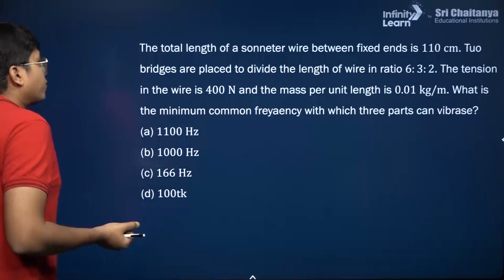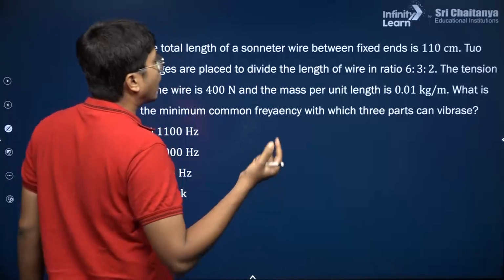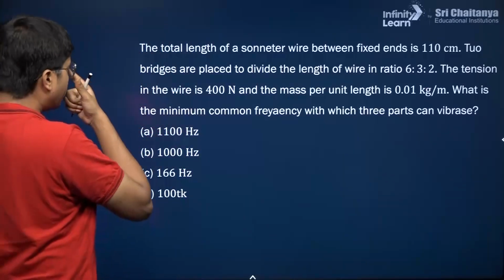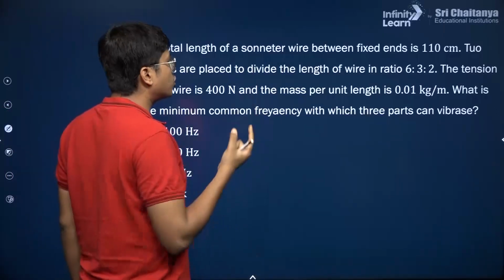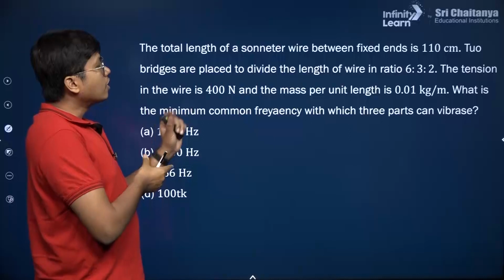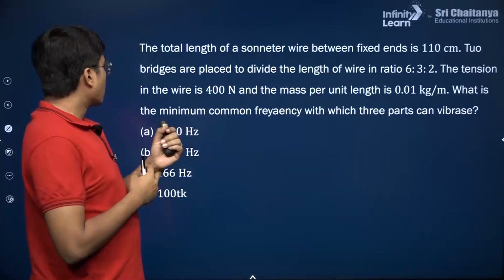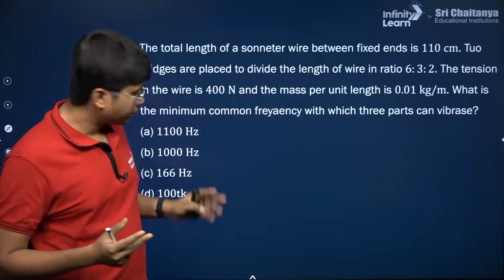Next one: total length of a sonometer wire fixed between fixed ends is 110 centimeter. 2 bridges are placed to divide the length of the wire in the ratio of 6:3:2. The tension in the wire is 400 Newton. Mass per unit length is 0.01 kg per meter. What is the minimum common frequency with which the 3 parts can vibrate?